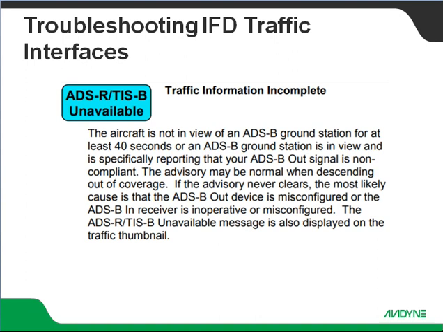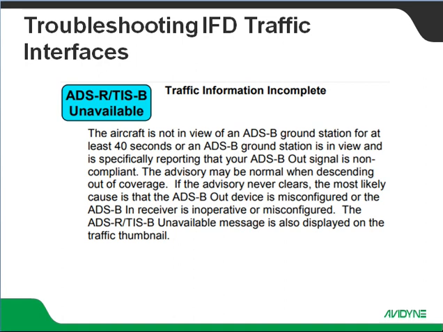Another one we get a lot of phone calls about is this one right here, ADSR ADSB unavailable. What that means is that your aircraft is not in view of the ADSB ground station for at least 40 seconds, or that the ADSB ground station is in view and is specifically telling you that your ADSB out signal is non-compliant. So, let's think about that for a minute. That's a pretty broad range of things to cause this, right?